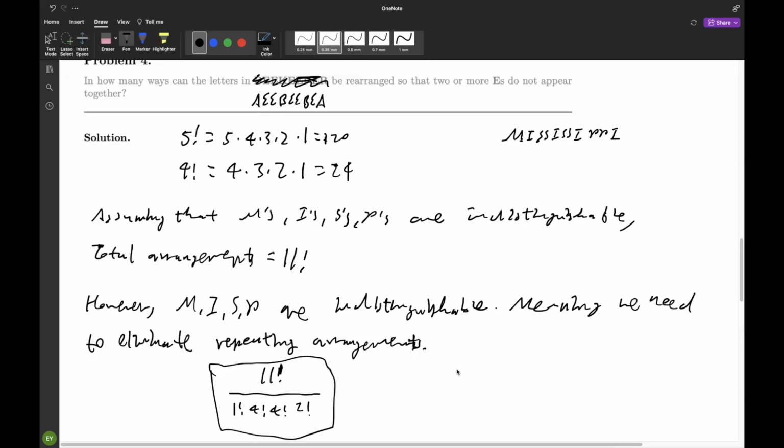Actually, there is a better way of representing this. This is called the multinomial theorem. It's referring to the same thing, but I don't think it's quite necessary here. So yeah, just wanted to tell you.